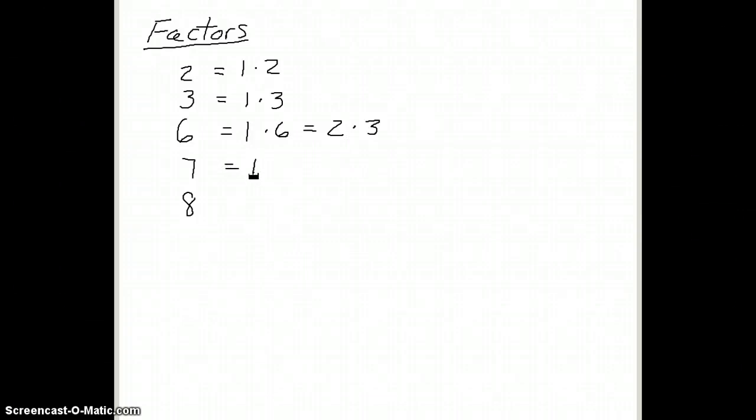7, again, we're stuck with 1 times 7. There's really nothing else I can do until I go into fractions, and I don't want to do that. 8, I could write it 1 times 8. I could write it as 2 times 4. Well, I have one more option. I could write it as 2 times 2 times 2.